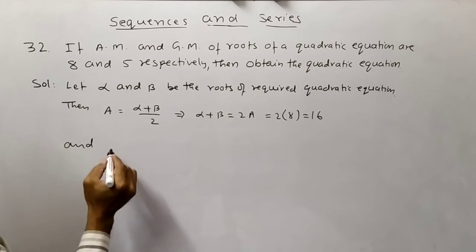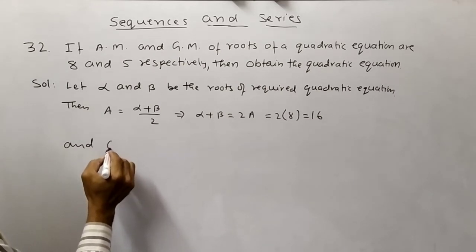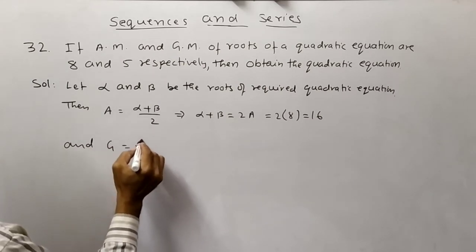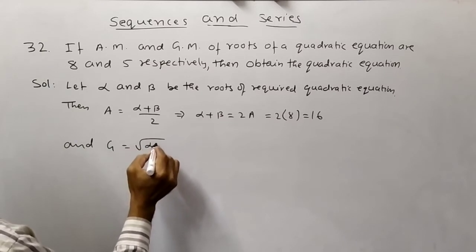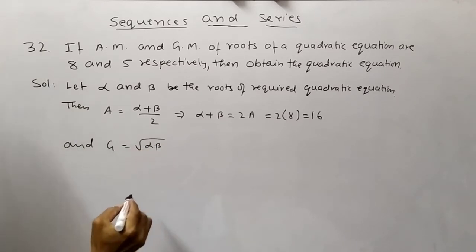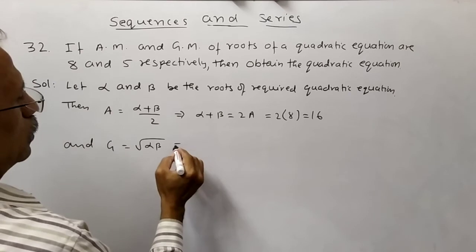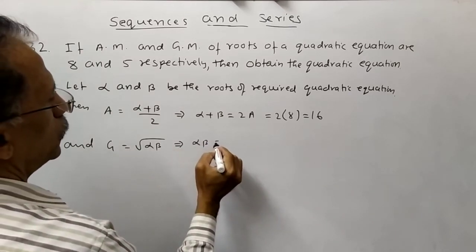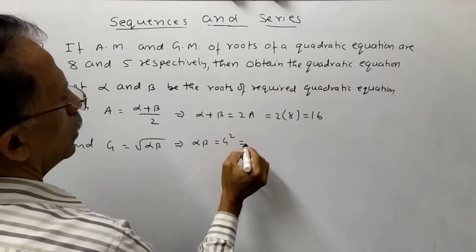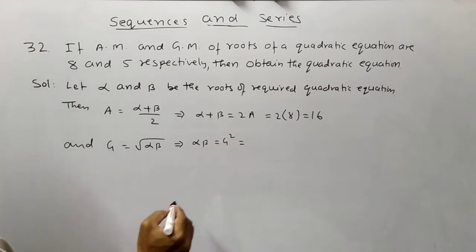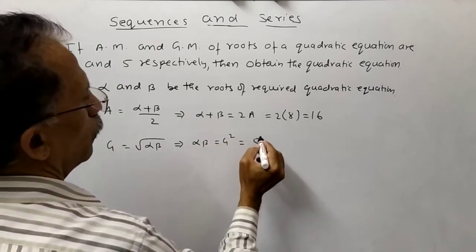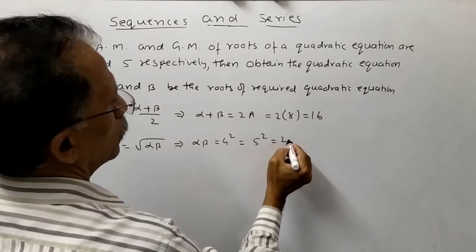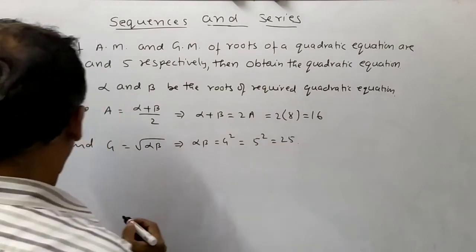And G is equal to square root of alpha into beta. This implies alpha beta is equal to G square is equal to 5 square is equal to 25.